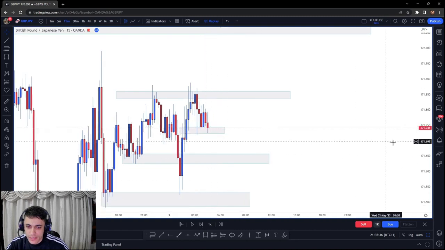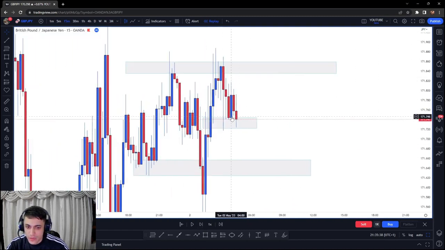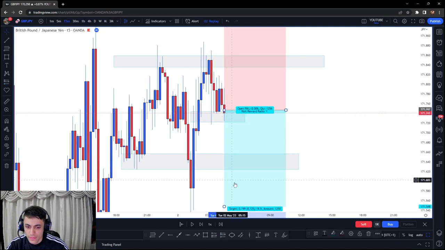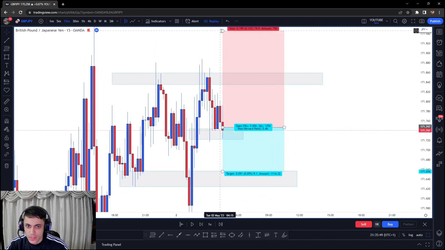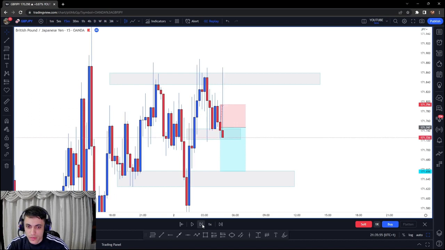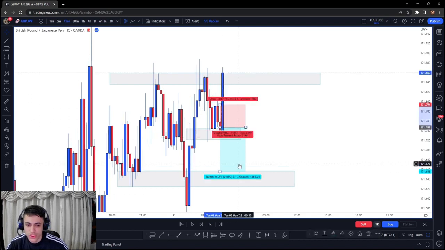All right, and that's where I'll take a sell. You see how this candle closed below the wick? I would take a short position right there. Take profit is this support, and stop loss is below the wick. Boom, 1 to 2. Let's play the market. Holy shit.